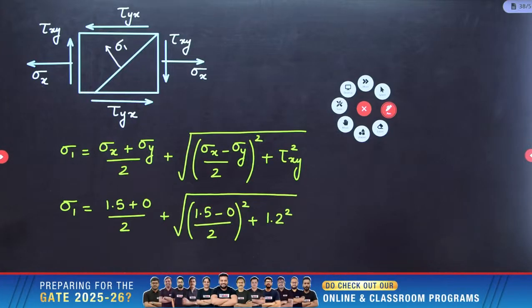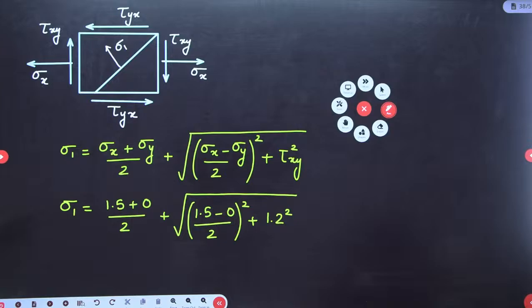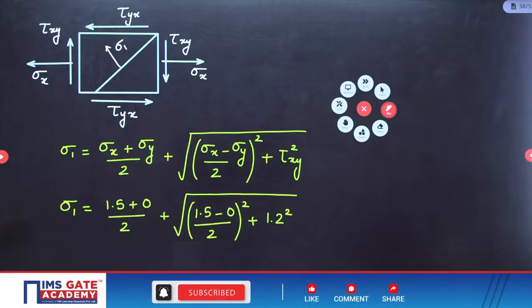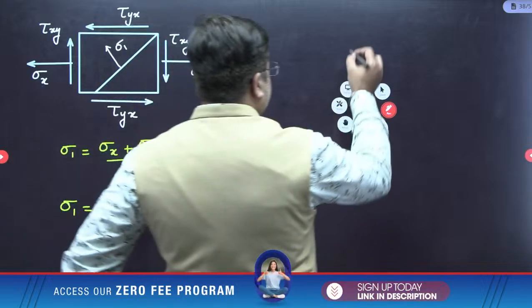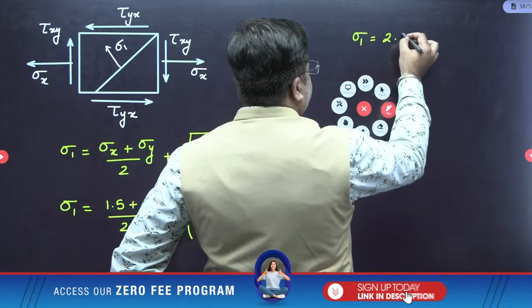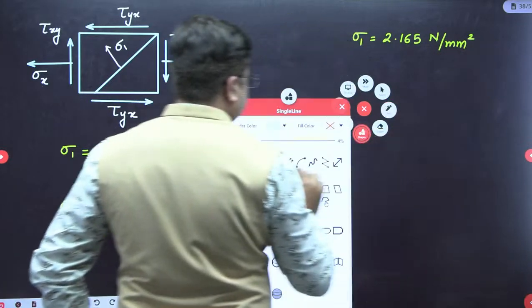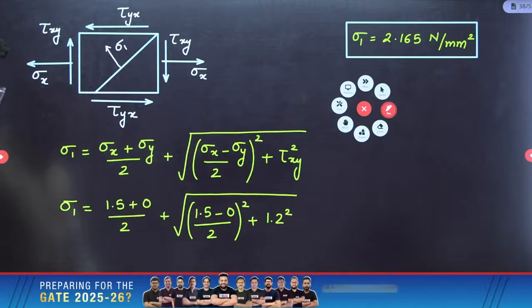So 1.5 divided by 2 whole square plus... so this is coming as 2.165. So this sigma 1 is coming as 2.165 Newton per mm square. So this will be the strength of concrete that they are asking, right? This is the strength of concrete that they are asking. Let's move ahead to the next question.